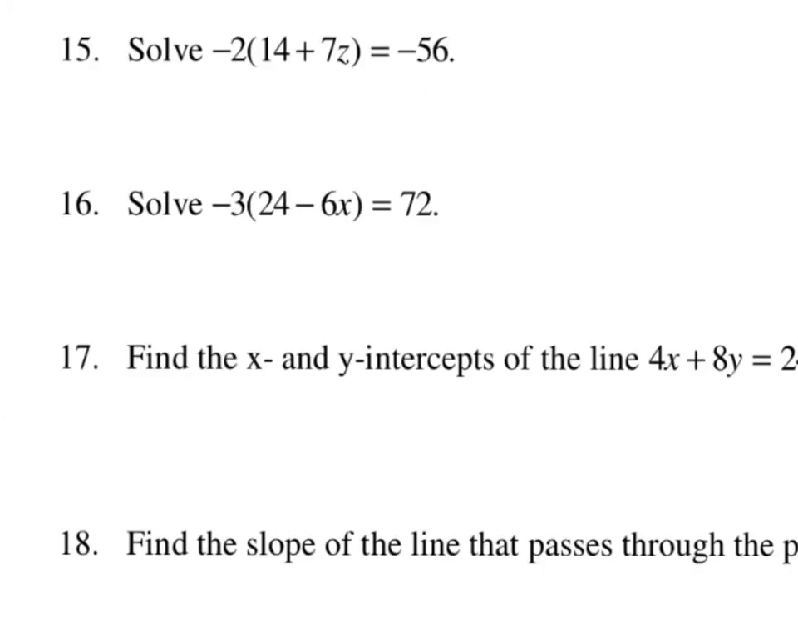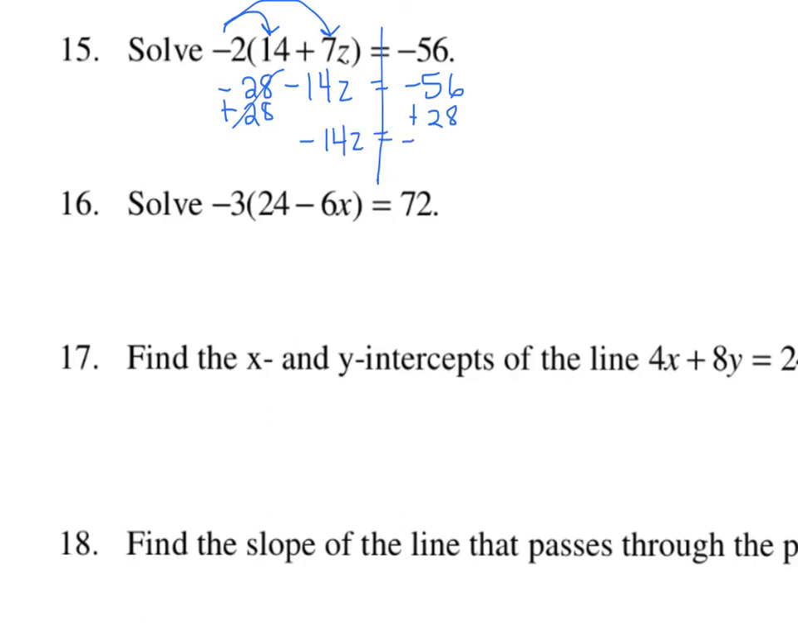The first step to solving number 15 is to distribute the -2. So we'll have -28 minus 14z equals -56. Next, we need to add 28 to both sides. So we have -14z equals -28. That's what that totals out to. And then we need to divide by -14 to get the z all by itself. And our final answer is z equals -28 divided by -14, which is +2.